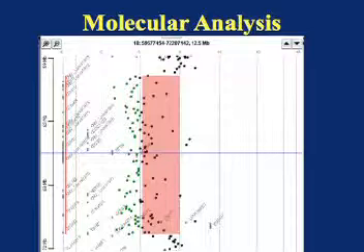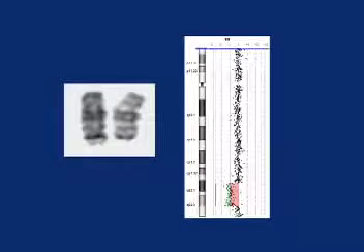The red line and the pink bar indicate the region that the program is calling as present in one copy instead of two copies. From these data, you can easily determine exactly which genes are present in one copy versus the normal two copies. From this comparison, you can see how important the molecular analysis is when we're trying to tie specific genes to specific outcomes.